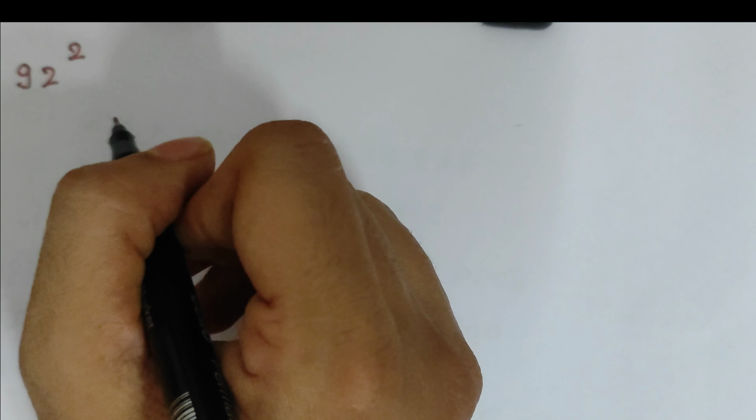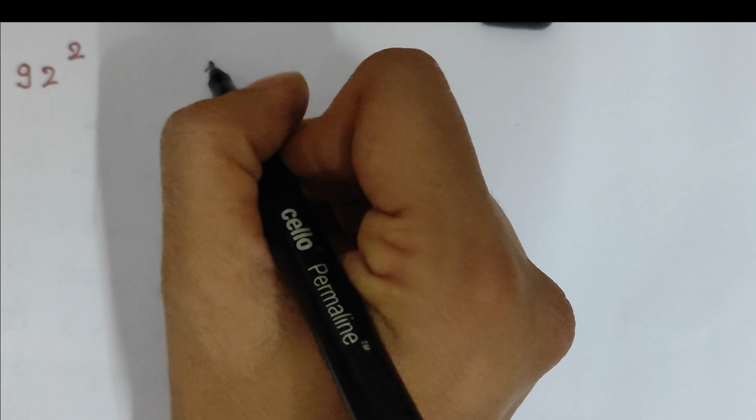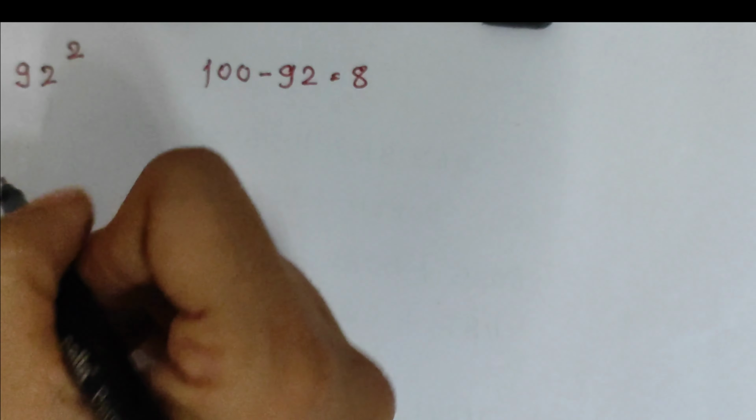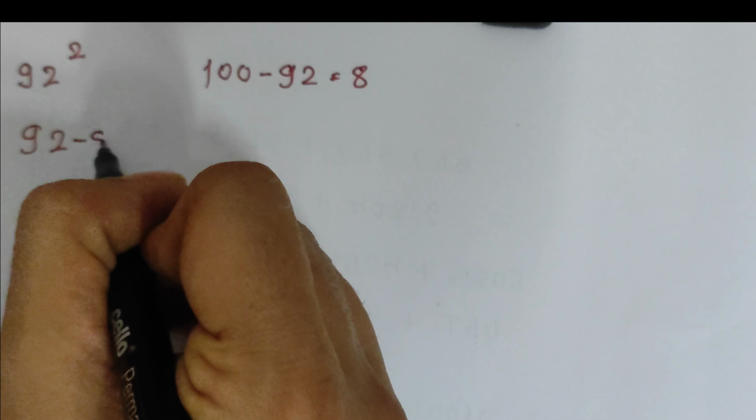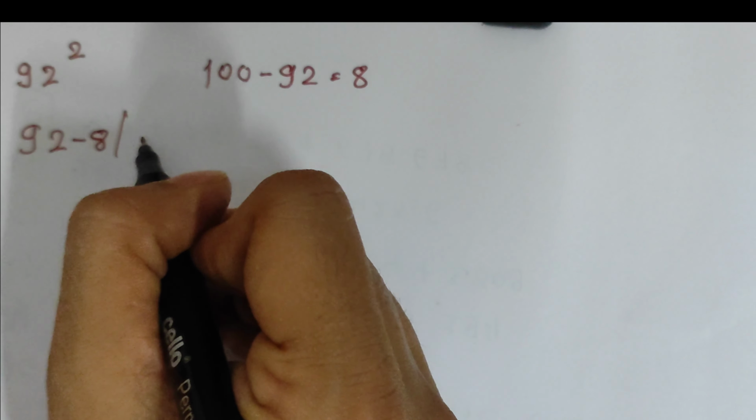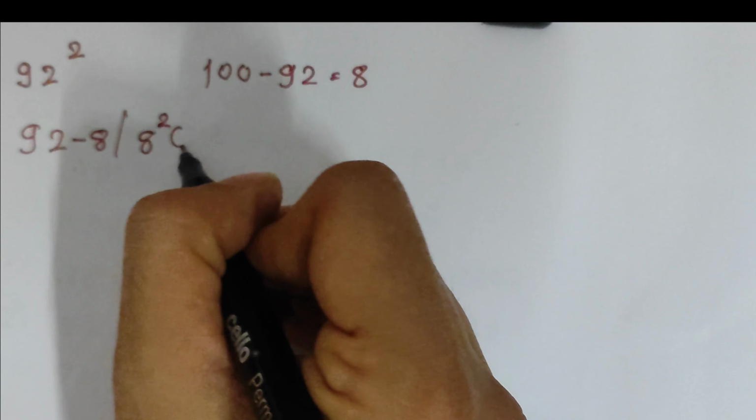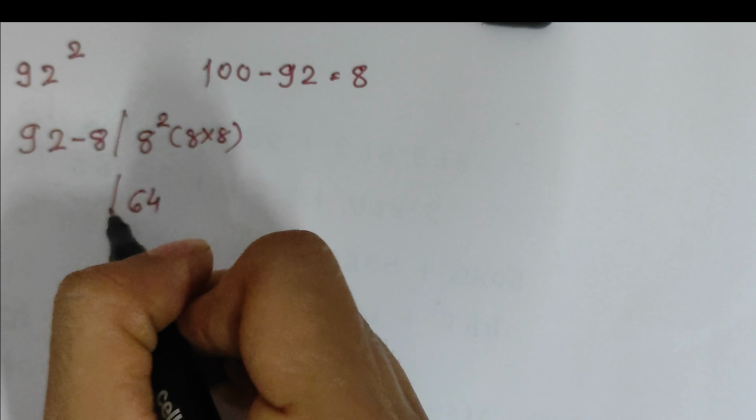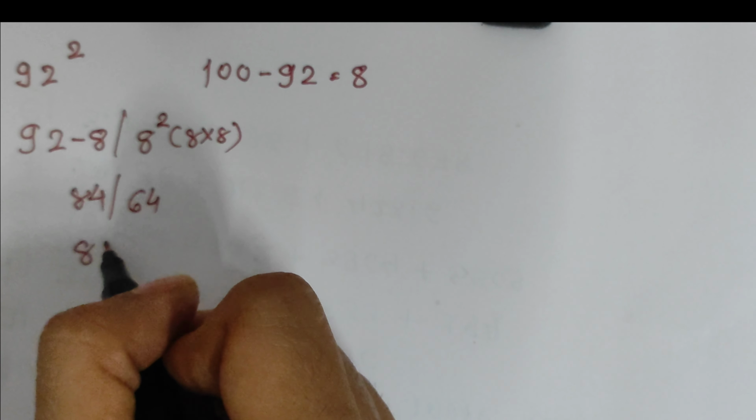Let me find the square of 92. The base is 100. Therefore, the deviation is 8. So we subtract 8 from 92, and also we square the deviation. 8 into 8, 8 8 ja 64, and 92 minus 8 gives 84. So we get the answer.